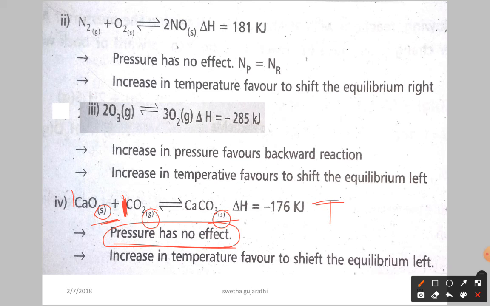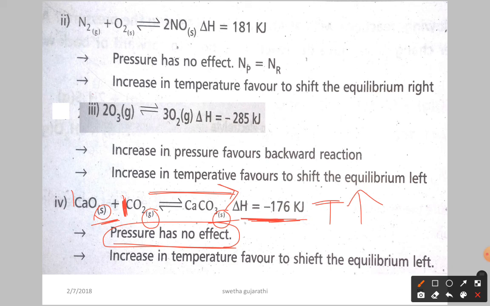Now let us discuss the temperature. What is our question? Temperature is increased. If you see the reaction in the forward direction, you should remember that whatever the given delta H value is, it is concerned with the forward reaction only. So the forward reaction delta H is negative, which means again what?